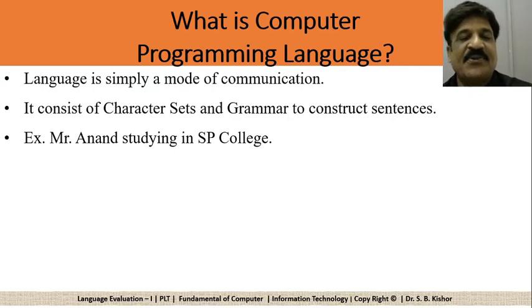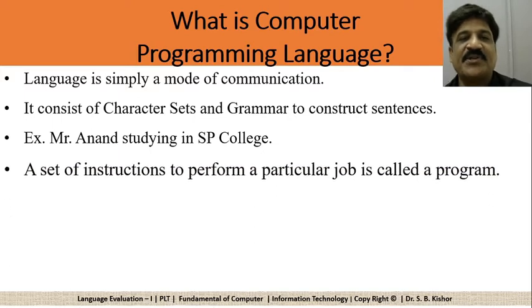Now we know that a computer understands only instructions. A set of instructions to perform a particular job is called a program. The computer is not going to perform any job by itself. Whatever instructions you provide to the computer, only those tasks are going to be carried out by the computer and not others. So this set of instructions is known as a program.